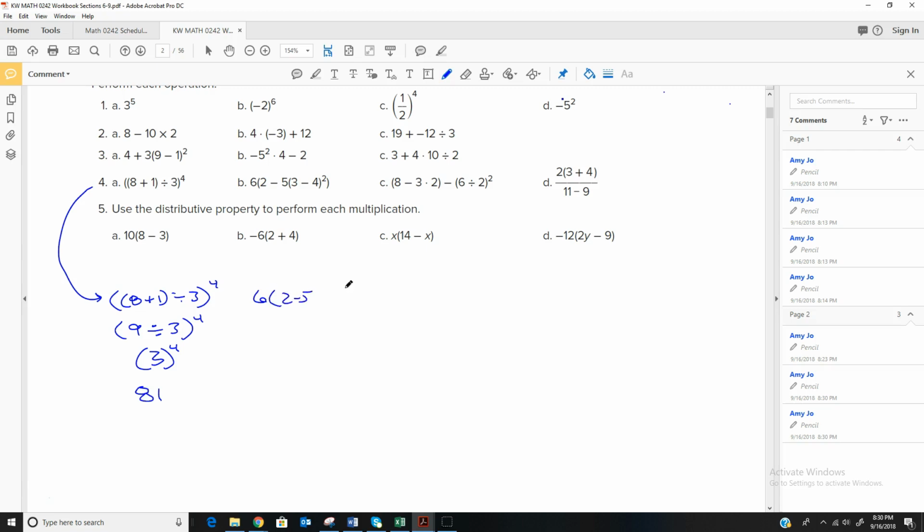6 times 2 minus 5 times 3 minus 4 squared. Ooh, that's a bad square. There we go. We're going to do the innermost parentheses first, so that gives us 6 times 2 minus 5, 3 minus 4 is negative 1 squared. It's very tempting, and I see students do a lot. They want to do this 2 minus 5 first. Hold off on that. We've got to get all the exponents and the multiplication done first. So negative 1 squared means negative 1 times negative 1. So this right here just becomes a 1. So we have 6 times 2 minus 5 times 1. Of course, 5 times 1, we're going to do the multiplication before the subtraction, and 5 times 1 is just 5.